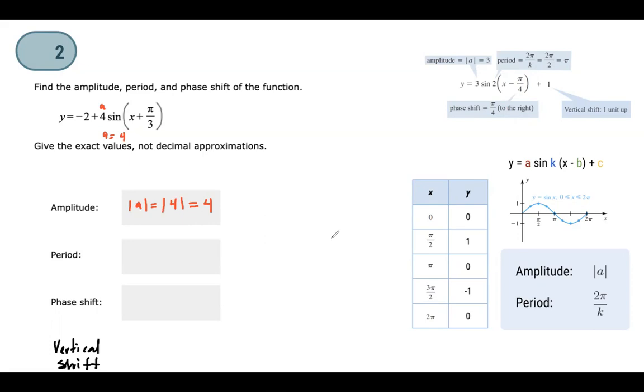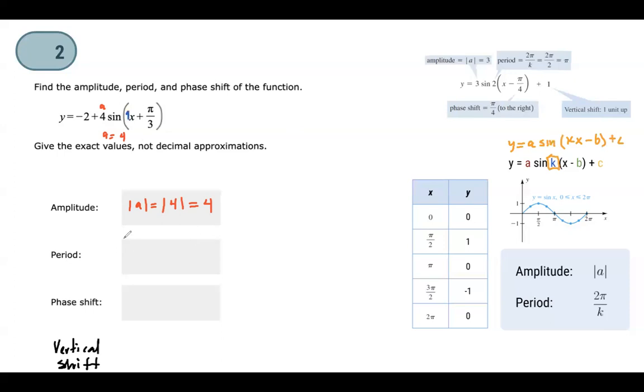The period. So the period is based on the K value. In this case, if you notice, the K is either out here or it can also be inside. So you could also have y equals A sine of kx minus, we could write kb or b, depends on how you're approaching your problem. But just look at what is the value multiplying the x. In this case, if you take a closer look, the x is being multiplied by a 1.